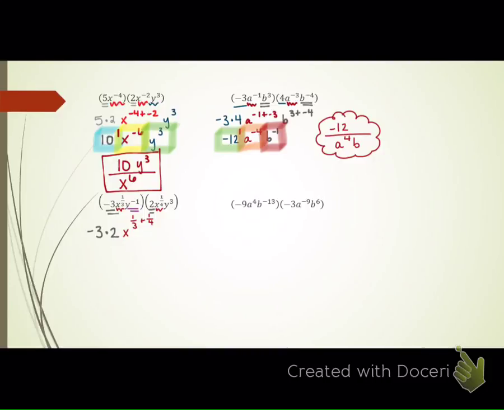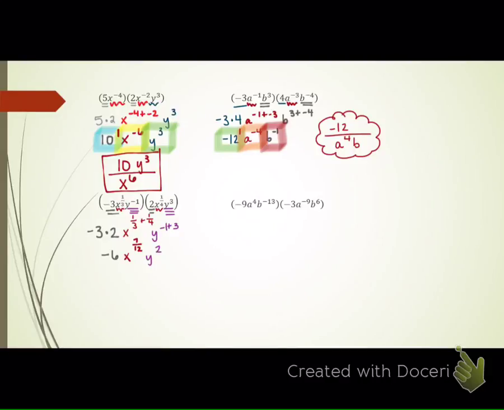Okay, what do we do with the Y's there, Josh? You add them. We are going to add -1 plus 3. So -3 times 2 is -6. What is 1/3 plus 1/4? 7/12. And -1 plus 3 is 2.